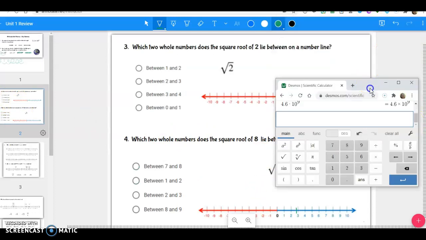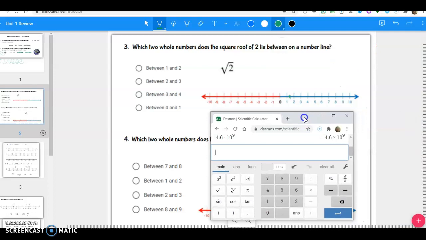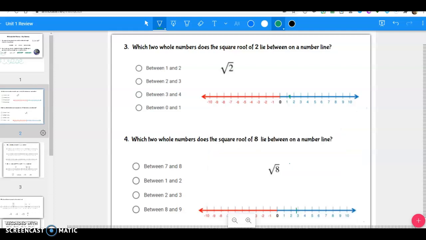Got my calculator here. Bring it down so we can see number 3. Which two whole numbers does the square root of 2 lie between on the number line? So, Ms. Hawkins, like the little geek, I like to actually do this by hand. Your teacher may have taught you by hand, but I'm going to show you by hand and calculator. So we're looking for the perfect square before and after 2. We know that the square root of 1 is the perfect square before 2, and the square root of 4 is the perfect square after 2. The square root of 1 is 1. The square root of 4 is 2.